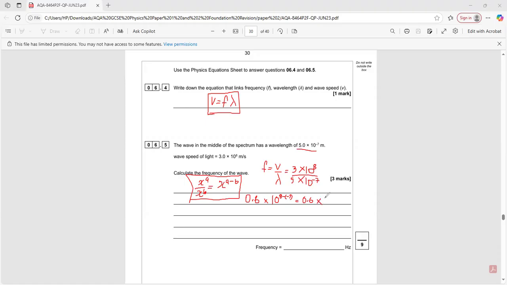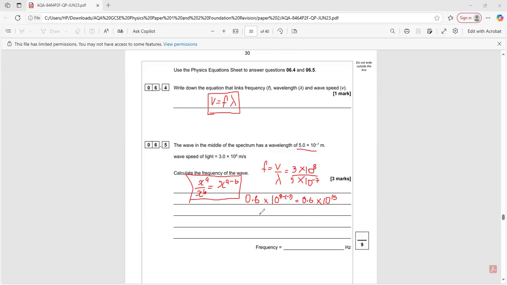So that will be 0.6 times 10 raised to the power of 8 plus 7, which is 15. Did you get that? Yes. Now, you know this is not in standard form yet. I hope you know that what you're seeing here is not in standard form.